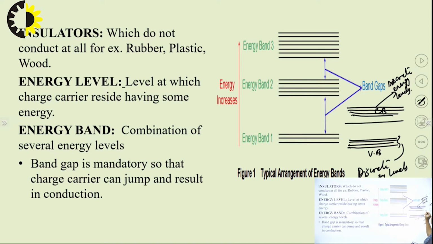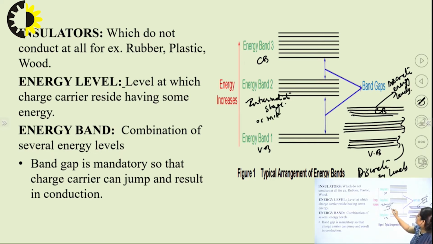Also, there is a metastable state we can see, and it also has some discrete energy levels. So, with this diagram we can see the energy band 1, or we can say the valence band, this is the conduction band, and this is the intermediate state, or metastable state. It also has numerous splittings of the bands here. So, these are called band gaps.